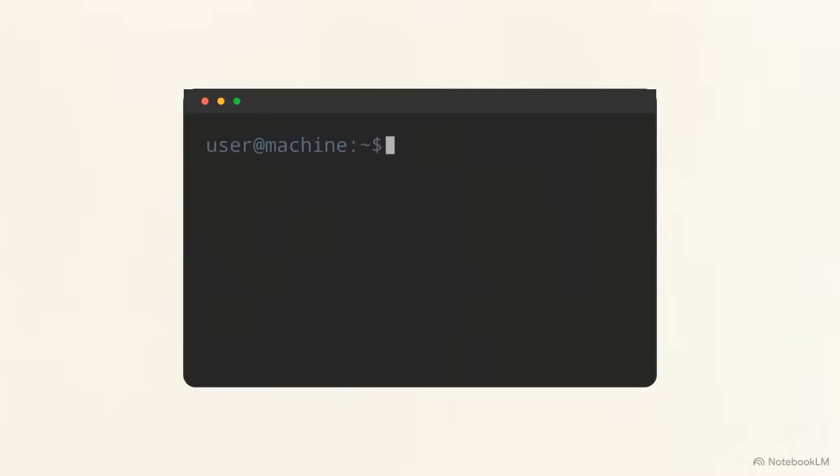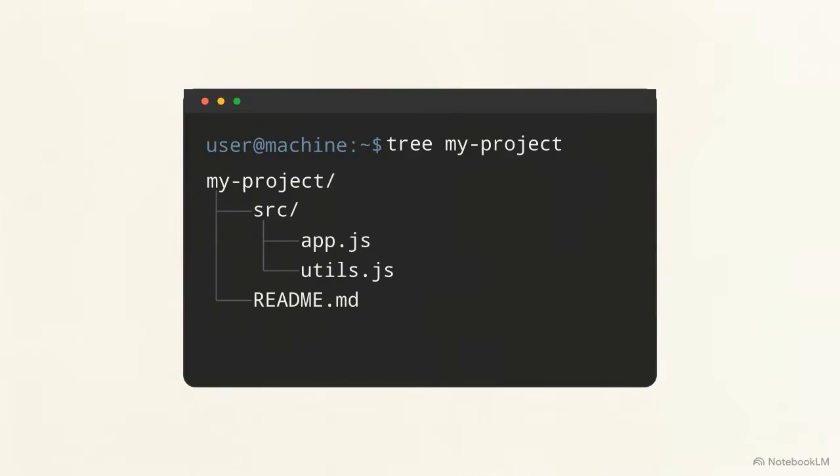Look at this command line interface. By typing the word tree, your computer will instantly map out the true shape of your hard drive in plain text. It's a physical data structure living on your machine.